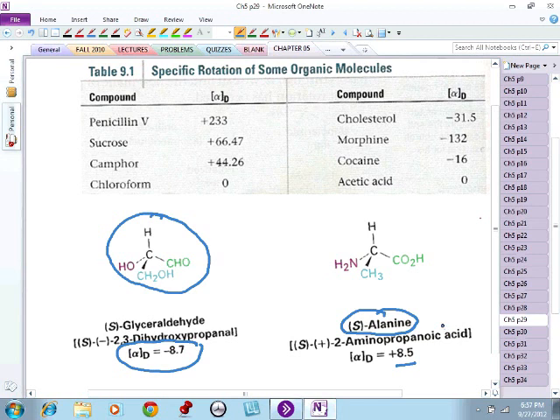What would be the specific rotation of the mirror image? It will be exactly opposite, with the same magnitude. So the non-superimposable mirror image, which is the enantiomer, will have the same specific rotation but a different direction. In other words, if one is +5, the other will be -5.